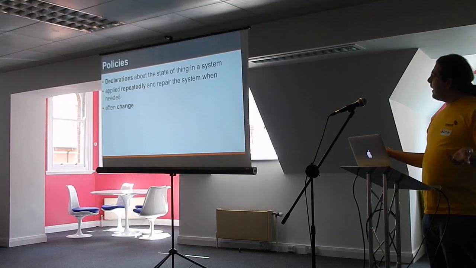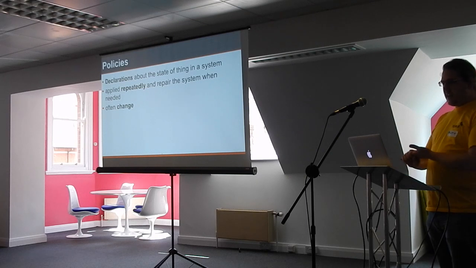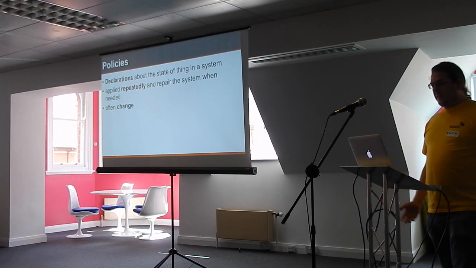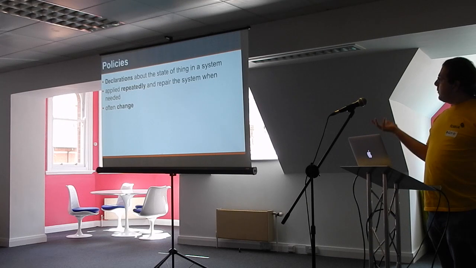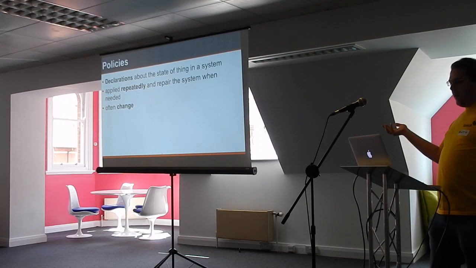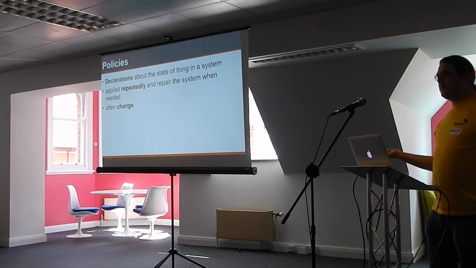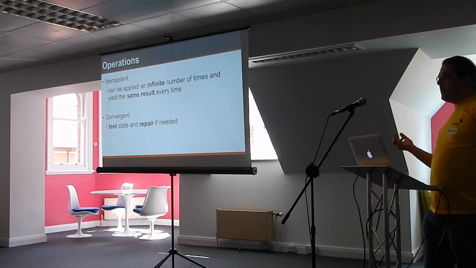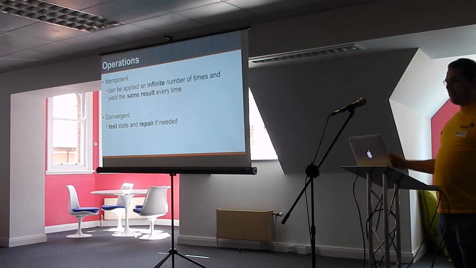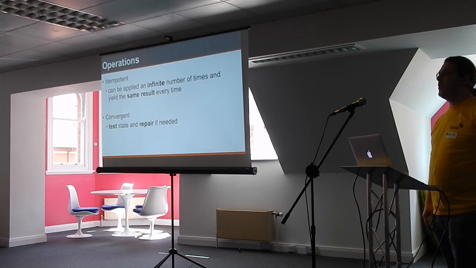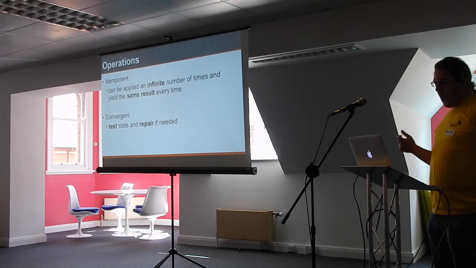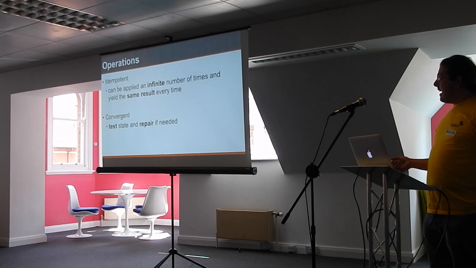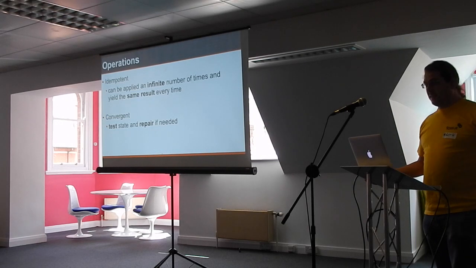So you want to have some policies. You want to say what the system is, apply this, and if the system's changed, put it back how it should be. These policies can change. They need to be idempotent, which is a mathematical term that means you can do the same thing over and over again and always get the same result. Simply, you test the state and repair it if it needs to be.